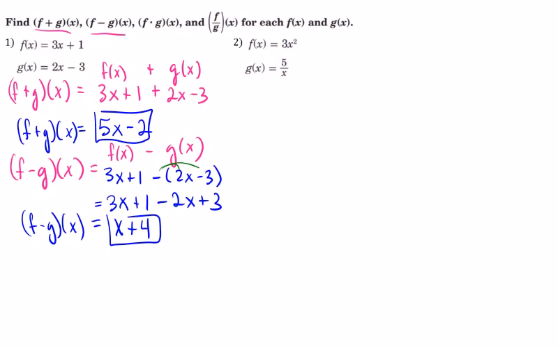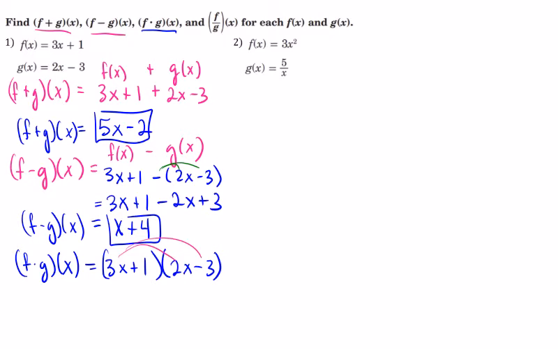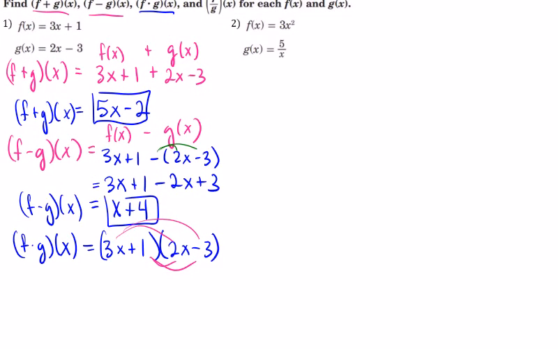All right, next we'll multiply f times g of x, right? So that's this one here. So that's going to equal 3x plus 1 multiplied by 2x minus 3. So now we just FOIL, right? We've done this before. So none of these operations are really new. It's more just the notation that's new.